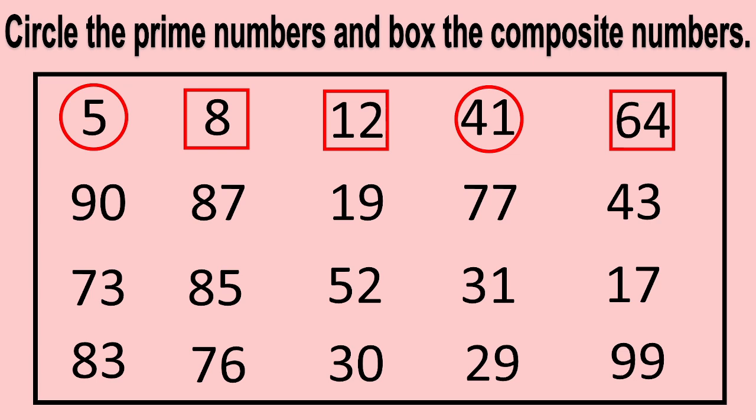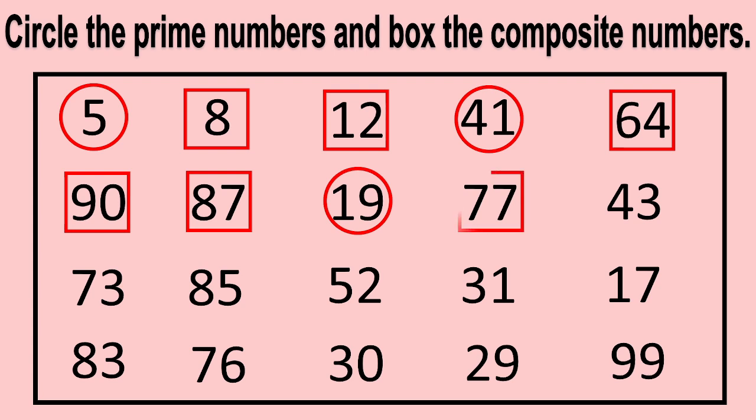90. 90 also composite. Next, 87. 87 composite. Next, 19. It is prime. Next, 77. Composite. 43. Prime. 73. Prime. 85. Composite.